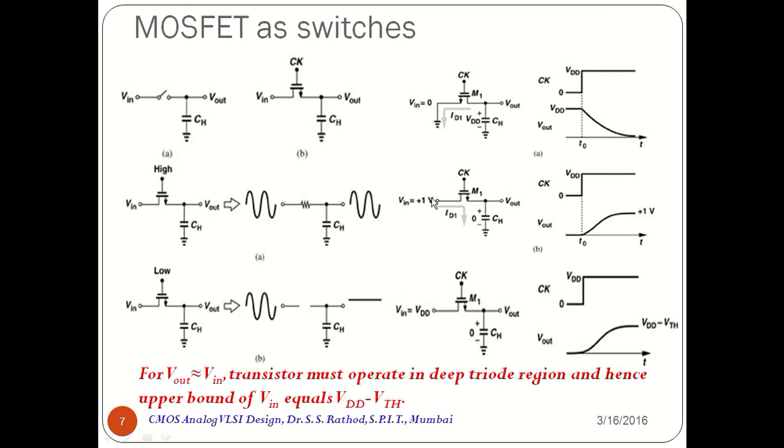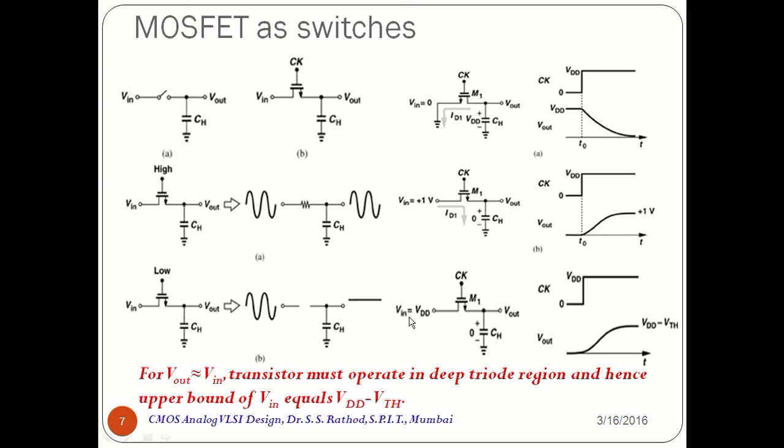Now let us say you apply input as plus 1 volt, which is less than your VDD, and you also switch on the switch by applying the clock, and initially the capacitor is not charged, or the voltage across the capacitor is 0 volts, which is shown in the right hand side figure. Now when you switch on the switch, the capacitor will start charging and obviously it will reach the maximum value of plus 1 volt.